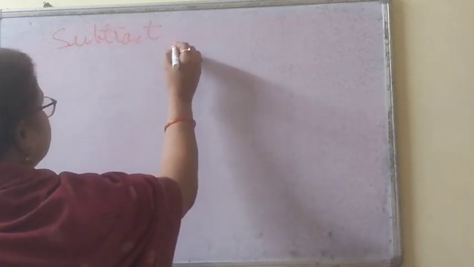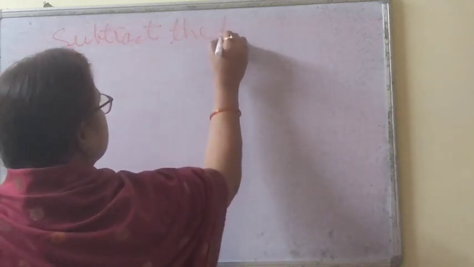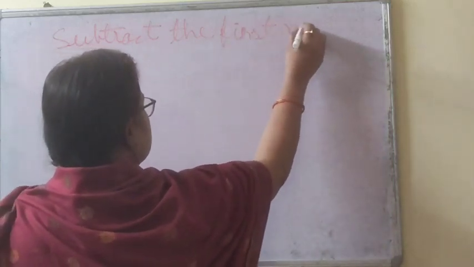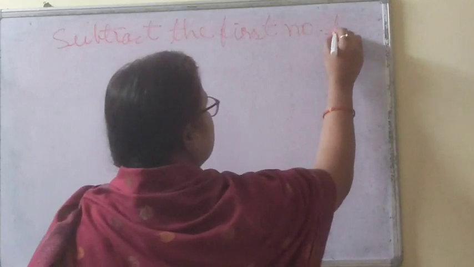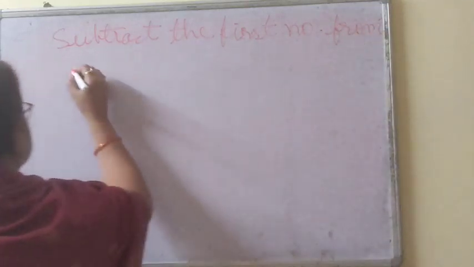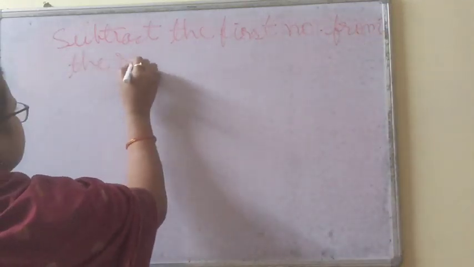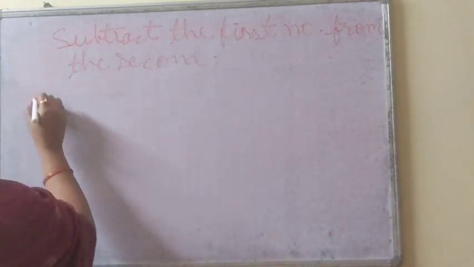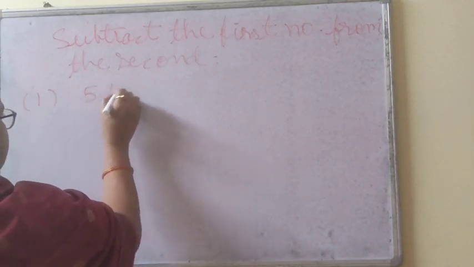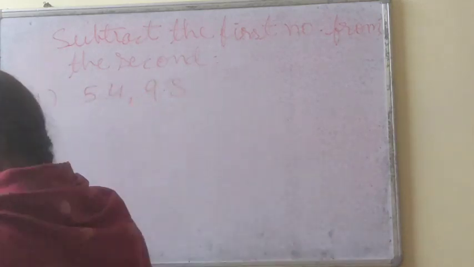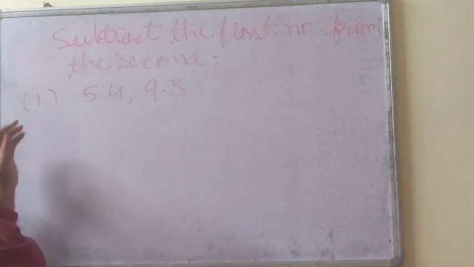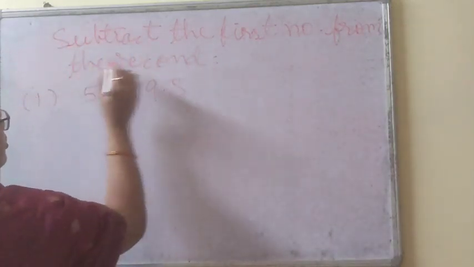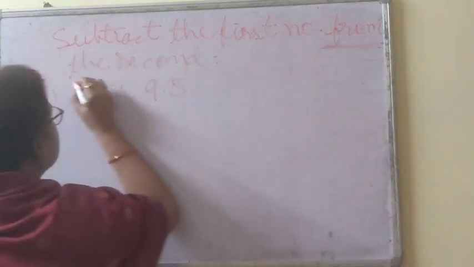Subtract the first number from the second. Clear? So now, like sub part 1, 5.4 and 9.8. So 5.4 and 9.8. What is the question? Subtract the first term from the second term. It is written always. This is very important.